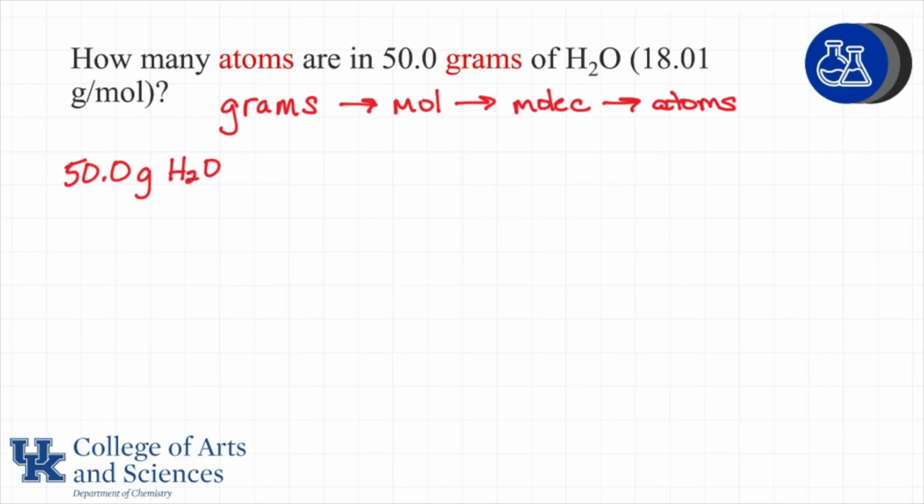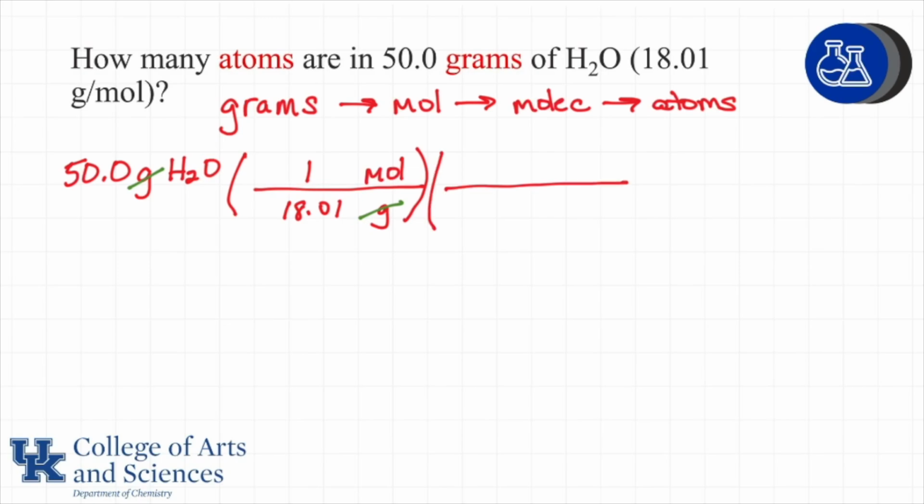We start our problem with 50 grams of water. We put grams and moles in the next step with grams on the bottom so the units will cancel out. We use the molar mass in that step. Grams will cancel out. Now we need moles in the denominator of the next step, and the only relationship we know with moles is moles to molecules. And we put in Avogadro's number, 6.022 times 10 to the 23rd molecules is equal to 1 mole. Moles cancel out.